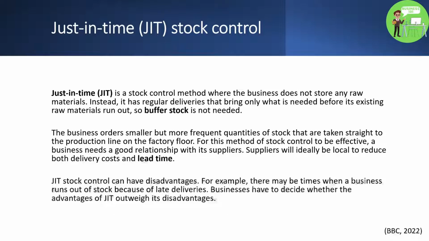Okay, so the business orders smaller but more frequent quantities of stock that are taken straight to the production line on the factory floor. For this method of stock control to be effective, a business needs a good relationship with its suppliers who will ideally be local to reduce both delivery costs and lead time. Okay, but JIT does have some disadvantages. So for example, there may be times when a business runs out of stock because of late deliveries. So businesses have to decide whether the advantages of JIT outweigh the disadvantages.